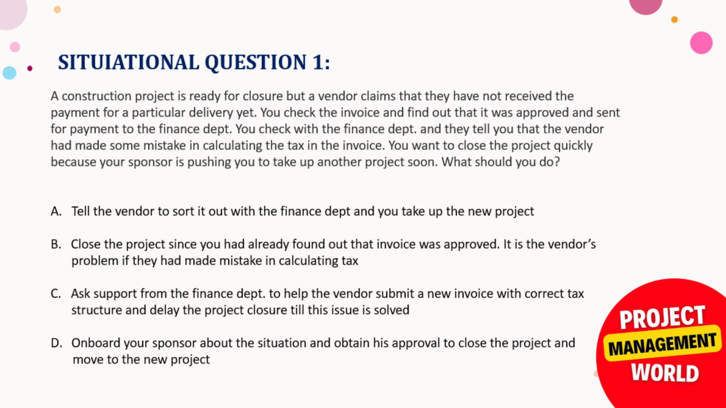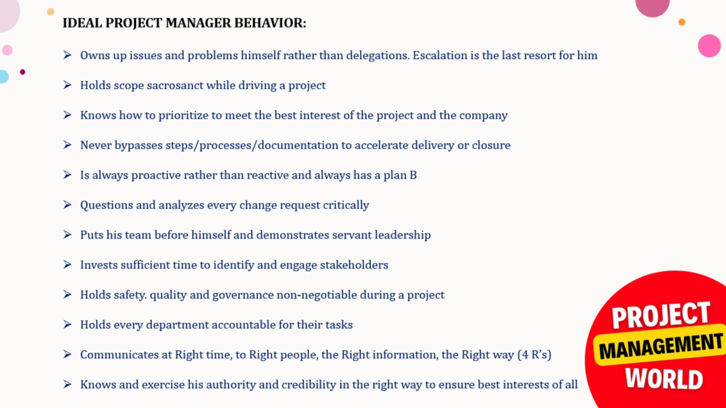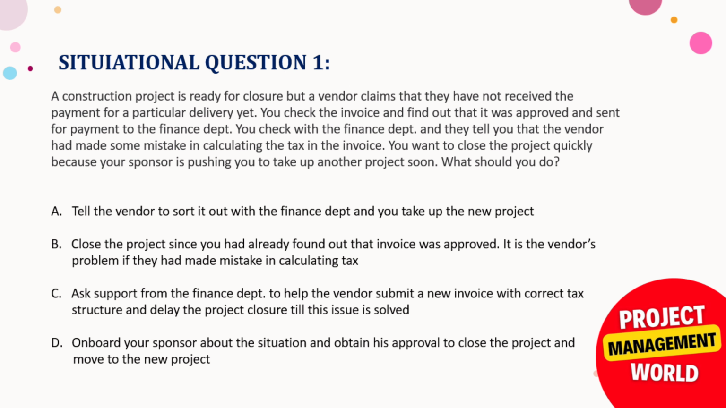He will get the correct invoice from the vendor, then the finance department will close that, and then the vendor will get the actual money. After that he will close the project. So this is how this option suits here, like never bypass steps, processes, documentation to accelerate delivery or closure. This is the fourth point under ideal project manager behavior. The right answer we have is option C. So this is how you can solve the situational type question, if it belongs to category 1.